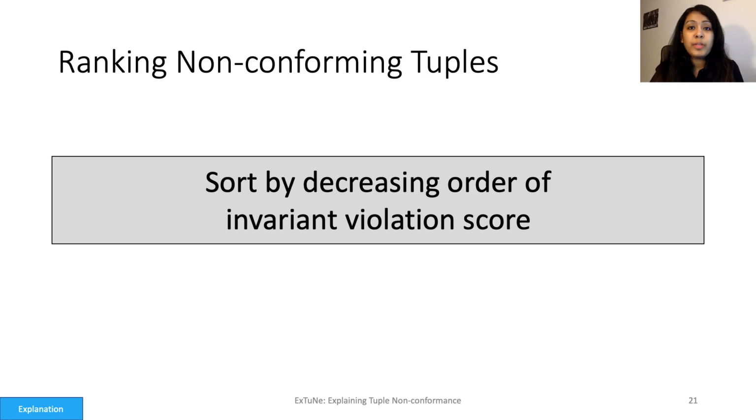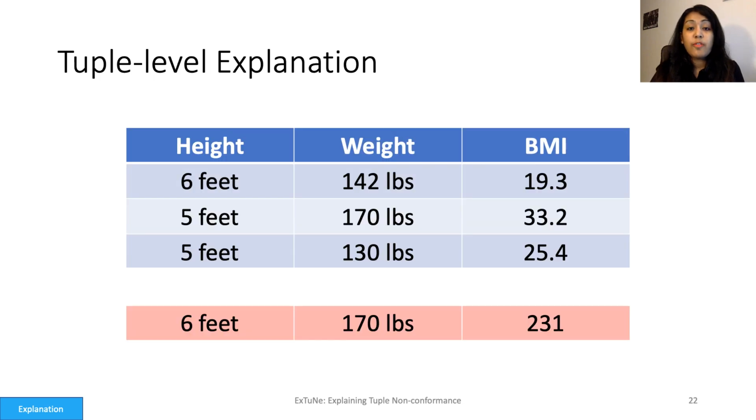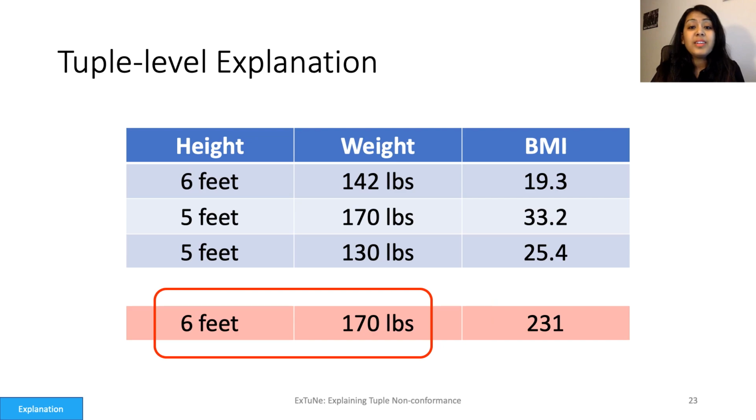Ranking non-conforming tuples is straightforward. We compute invariant violation scores for all tuples and then sort them by decreasing order of violation scores. For tuple-level explanation, we want to figure out which attribute or interaction of attributes of a tuple are responsible for the non-conformance. For example, is the abnormally high BMI causing these tuples non-conformance? Or is it an interaction between height and weight?